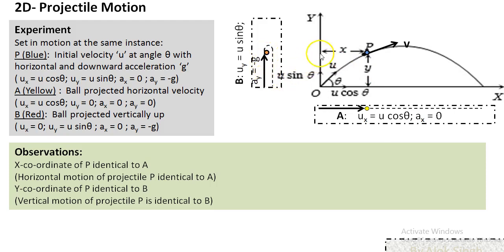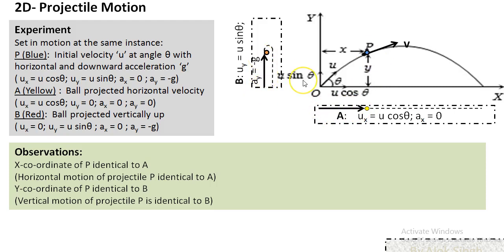It's much easier to find x and y coordinates through projectile A and B, because both A and B are having one-dimensional motion or one-dimensional uniformly accelerated motion, which we know already. So in essence, what we are doing here, we are breaking down a two-dimensional motion of a projectile into two independent one-dimensional motions.